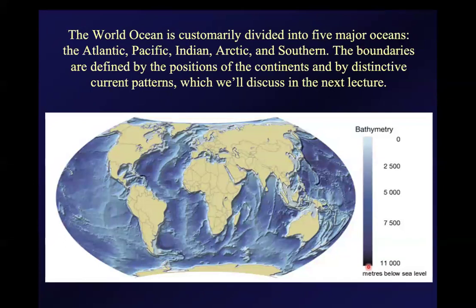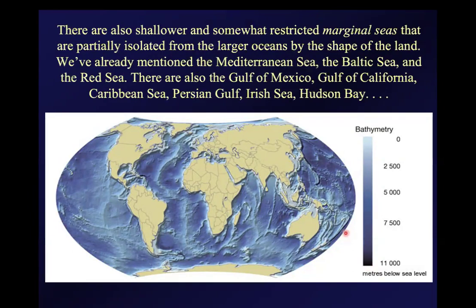They're also defined by the positions of distinctive current patterns, and that's going to be really important for looking at different environments in the ocean and different life forms in the ocean. And I will cover that more in the next lecture. There's also a number of zones that are partially isolated from the larger oceans simply by the shape of the land. The most common name for these is marginal seas, but you'll see some of them.